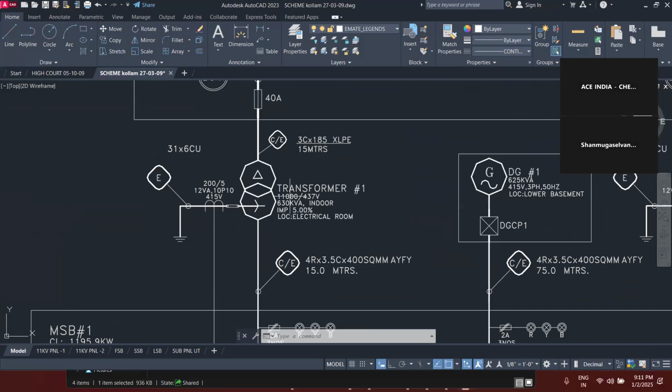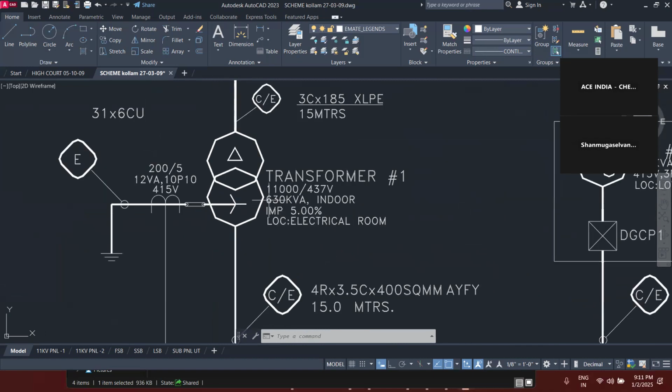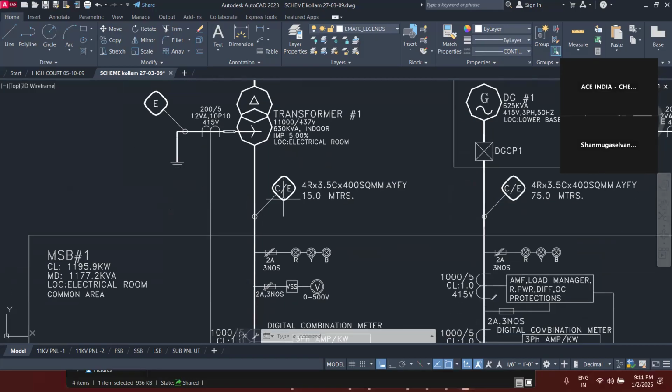Copper earthing is given. Transformer 1 rating is 630 kVA. It's placed in low and impedance is 5%. Again, I'll discuss this one in the circuit breaker short circuit calculation. Okay. So the 11 kV will be stepped down to 440 and that cable size is given here. So 4 runs, 3.5 core; if the ampere rating increases again, it'll go for 3.5 core. So 3.5 core into 400 mm square will be the cable and again 50 meters cable length is given.